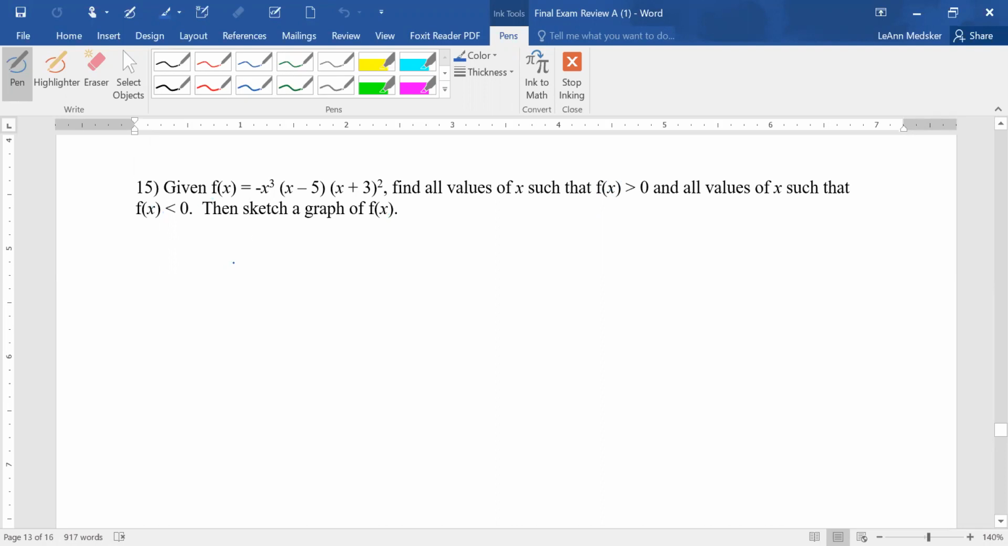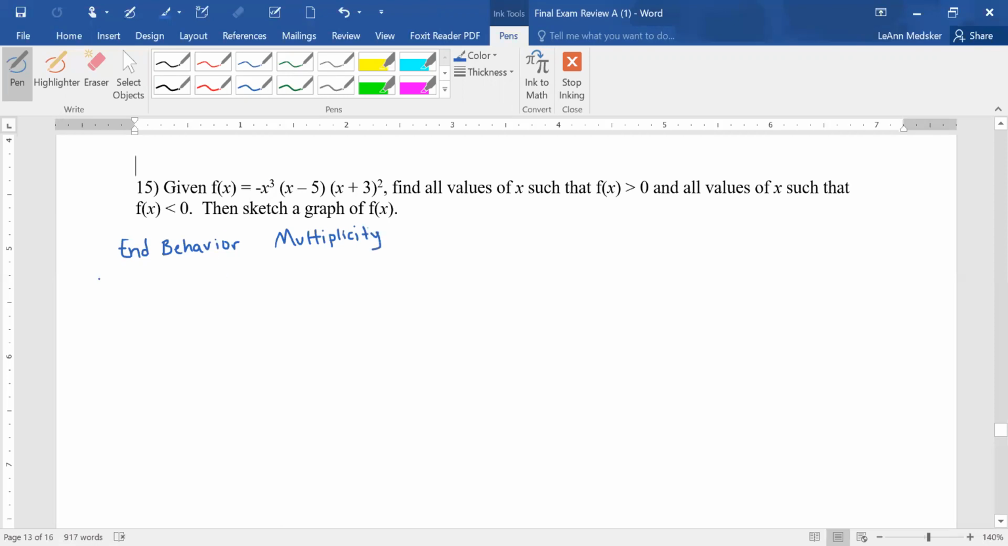There's a couple different ways you could do this. You could do a sign chart, or you can use what we know about end behavior and multiplicity. I'm going to use the end behavior and multiplicities because I find sometimes if you use a sign chart for everything, students forget when they are supposed to use it and when they are not allowed to use it. So there's two things we're going to look at.